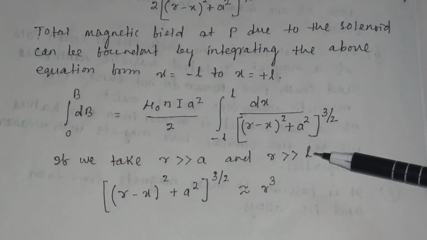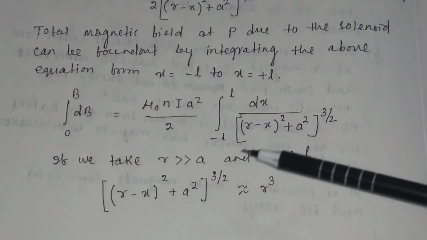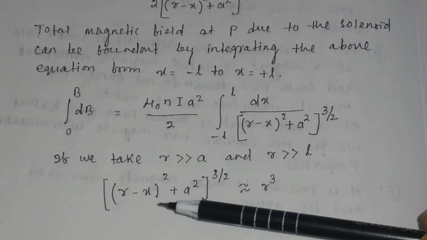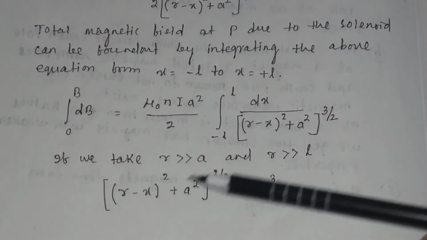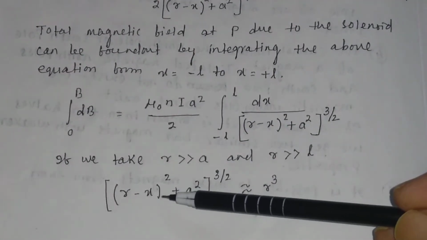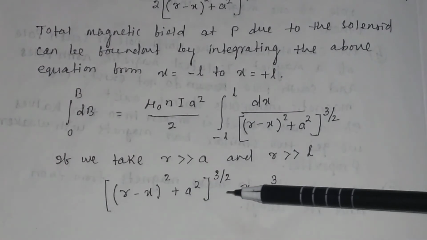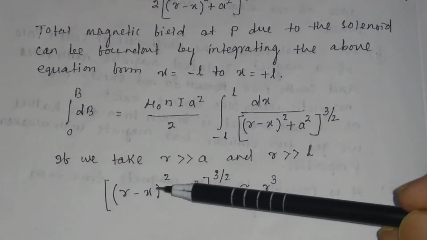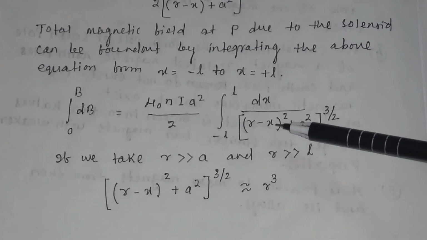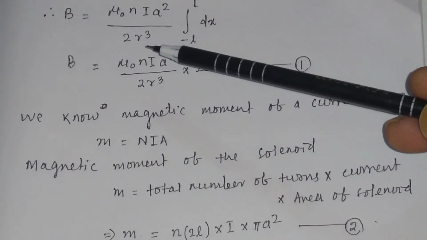So if you neglect L and if you neglect a in the denominator, then you will get r minus x whole square plus a square whole to the power 3/2. If you neglect x here, because r is very greater than a, so you can neglect x and you neglect a, so this will be approximately equal to r cube. So instead of r minus x whole square plus a square, you can substitute in this denominator r cube. And since r cube is a constant, you can take it outside.